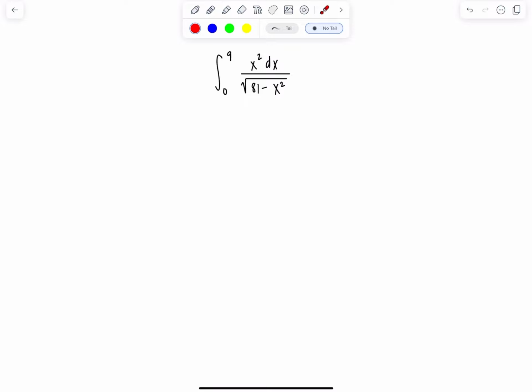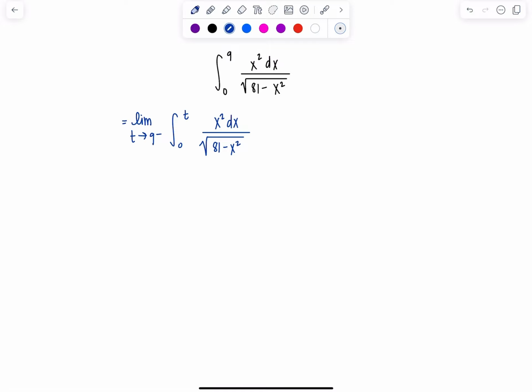We have an integral from 0 to 9 of x squared dx over radical 81 minus x squared. I want to point out this is an improper integral because at 9, my function is undefined since the denominator would be equal to 0. Therefore, the first thing I need to do is rewrite this, replacing that upper limit as the limit as t approaches 9 from the left of the integral from 0 to t of x squared dx over radical 81 minus x squared.